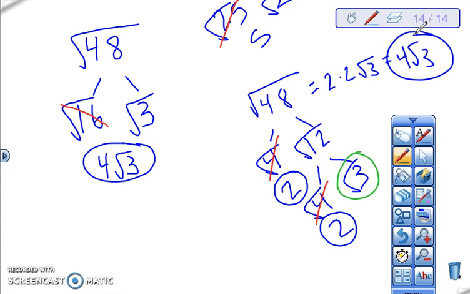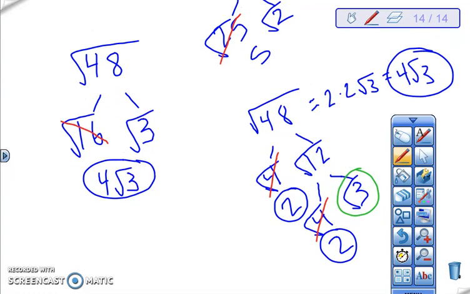So in the end, as long as you're breaking down your numbers correctly and you're always looking for your square roots, you should wind up with the right answer. Sometimes it just may take us slightly longer to get to.